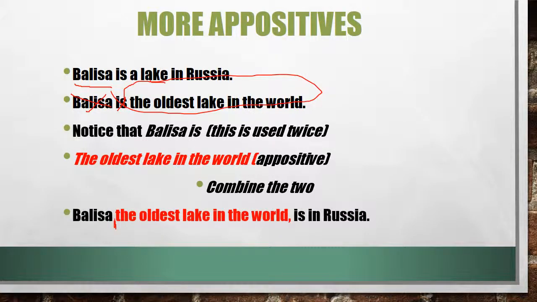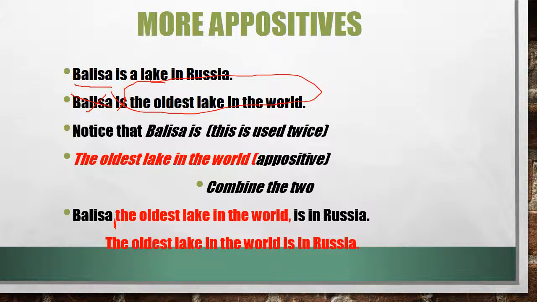So Belitsa, the oldest lake in the world, is in Russia. And do you notice what's missing? Can you figure it out with what needs to go in this sentence? You see it? Make sure you put 2 commas. Very good.